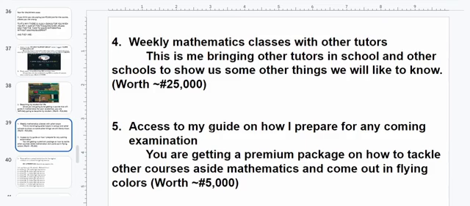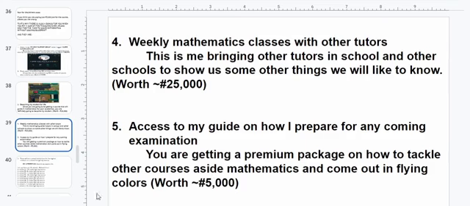All right, for me to send you this blueprint is 5,000 naira, because I don't share my secrets. For me to give you my secret it's 5,000 naira, but I'm not giving it to you for 5,000 naira alone. You just have to get the how to solve mathematics without solving blueprint for 5,000 naira, and you're getting access to my guide on how I prepare for any coming examination for free. All right, so this is it.